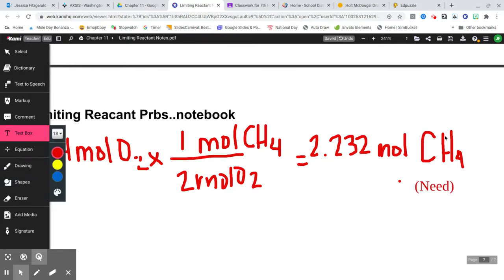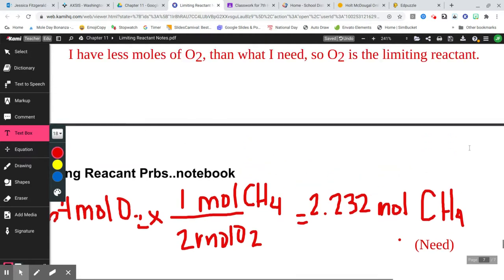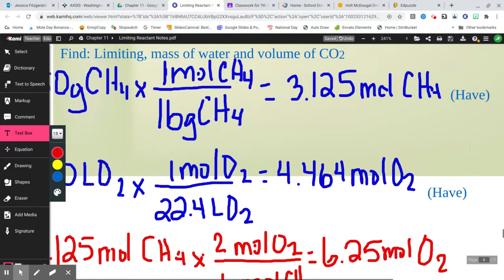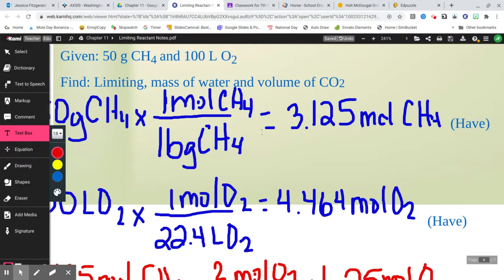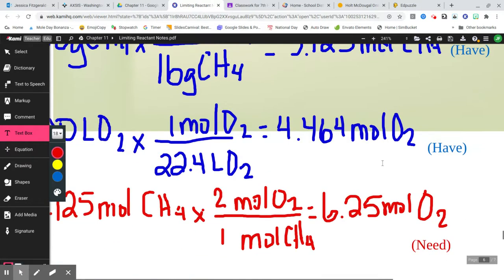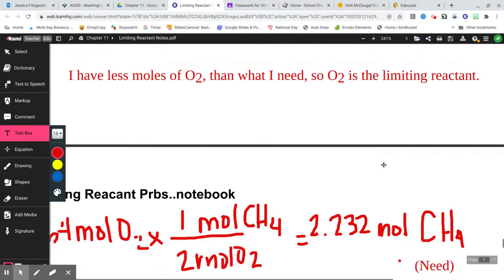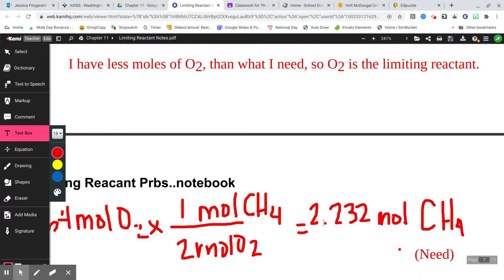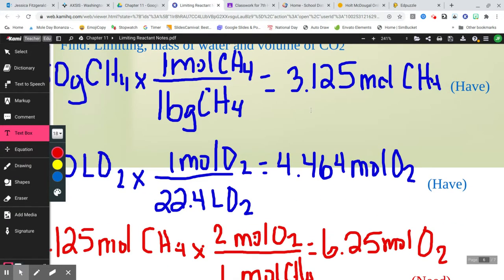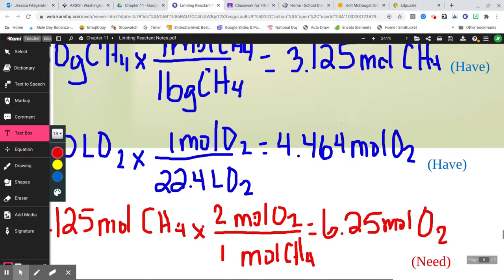Okay, so I labeled it, this is what we need. So we need 2.23 moles of methane. So let's go back up here to our first step, step 1. We have 3.125 moles of methane. Do we have more or less than what we need? So again, we need 2.232 and we have 3.125. So that means since we have more, methane is the excess.